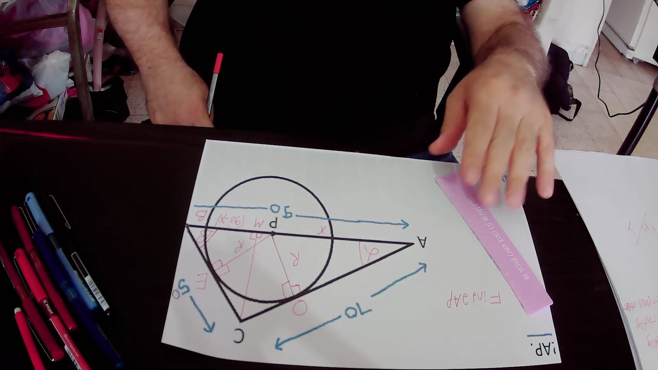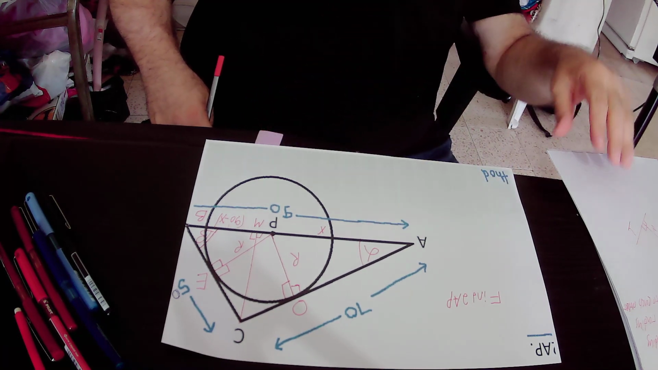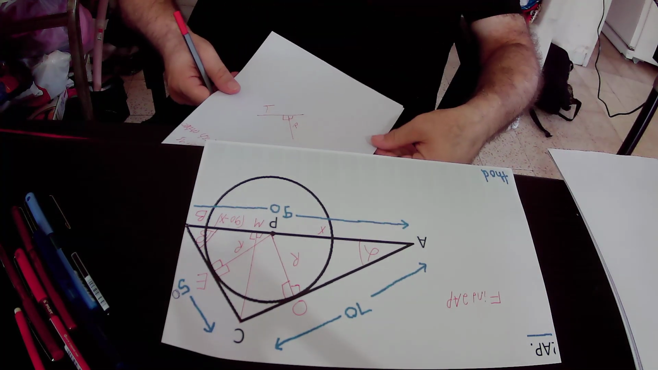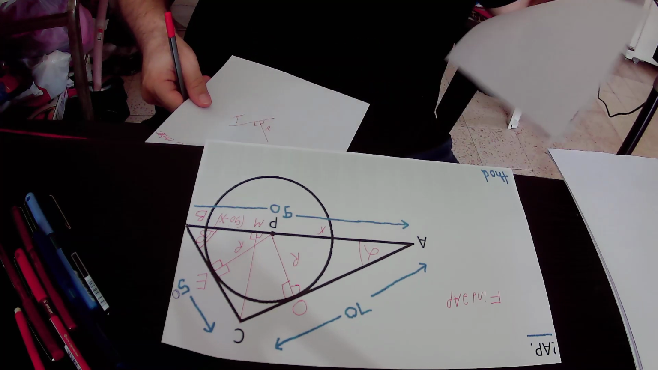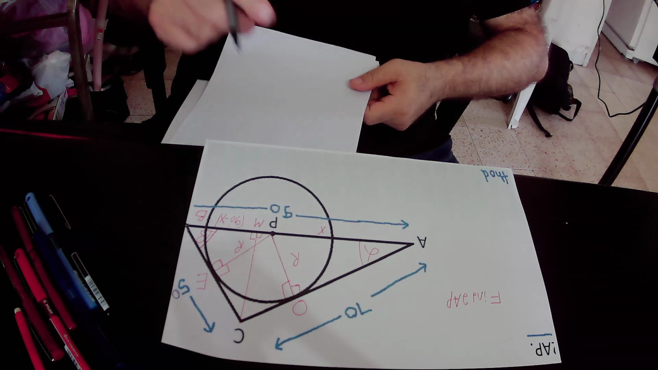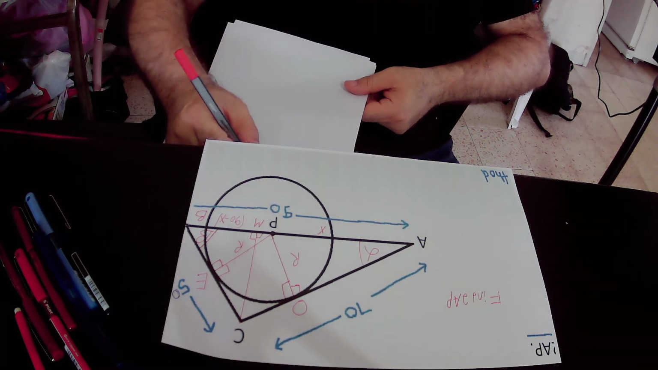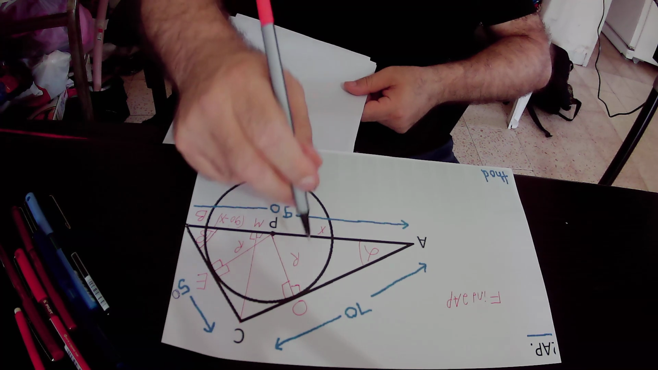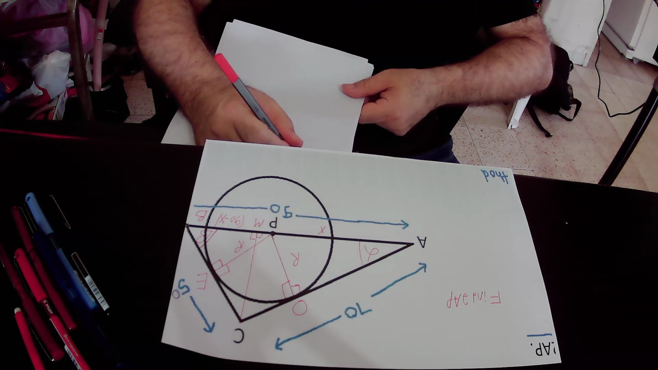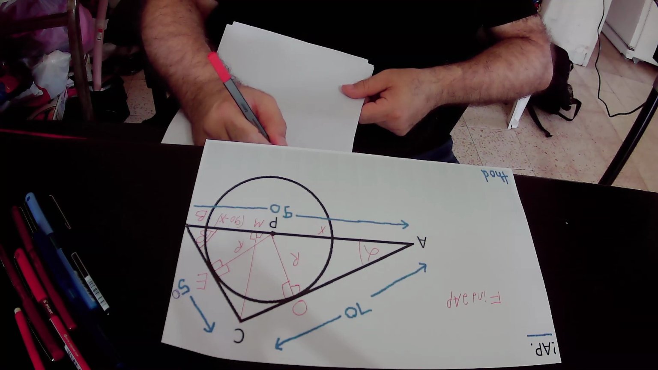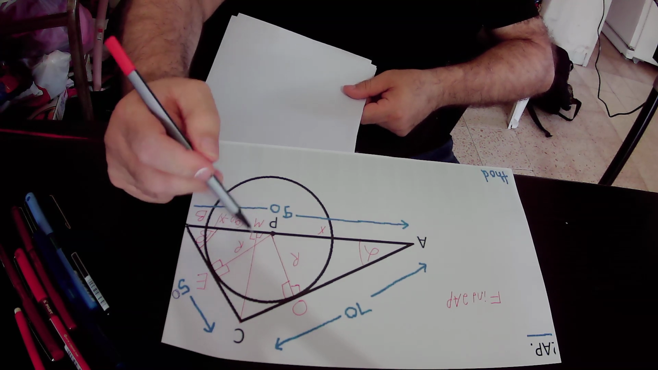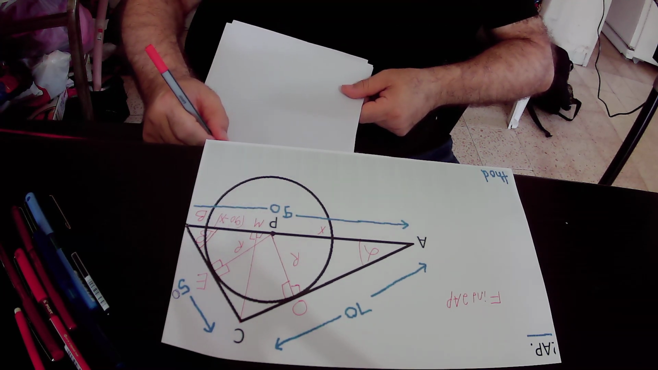And then we will focus on triangles CAB, the right triangle AOP, and also the right triangle CMA.